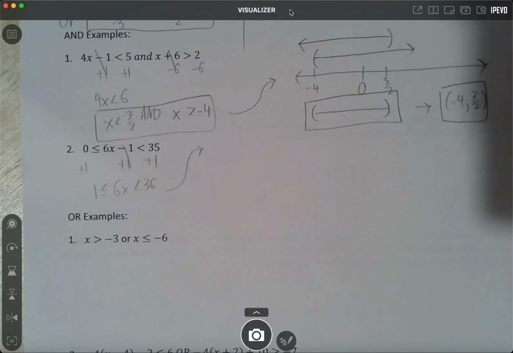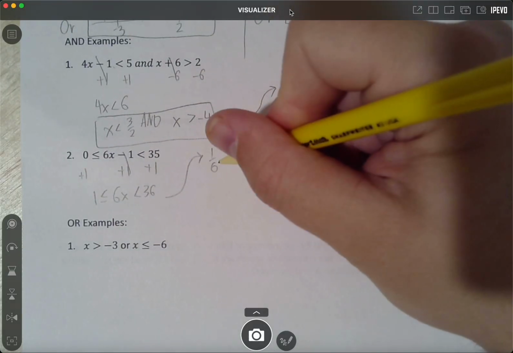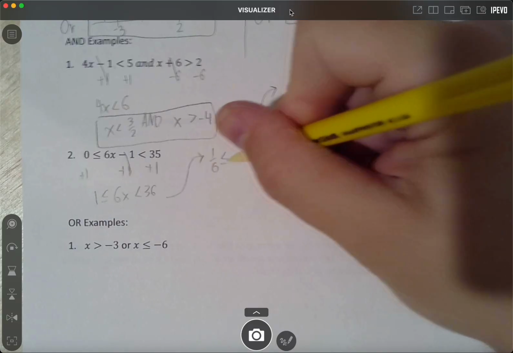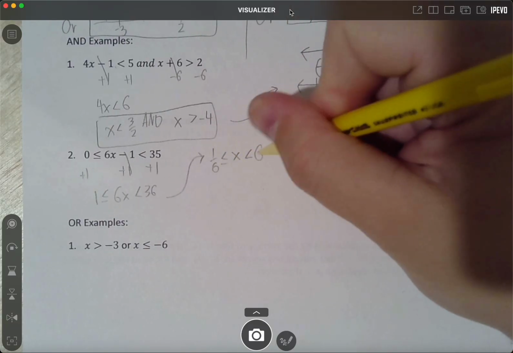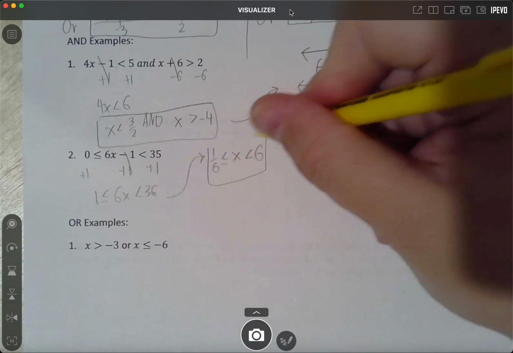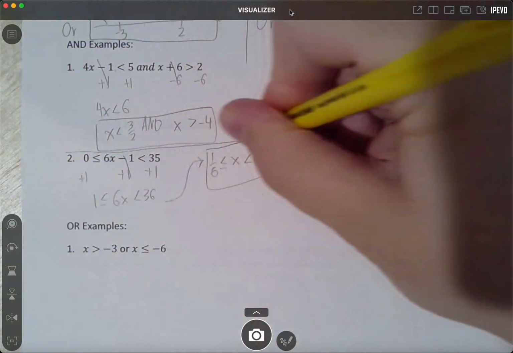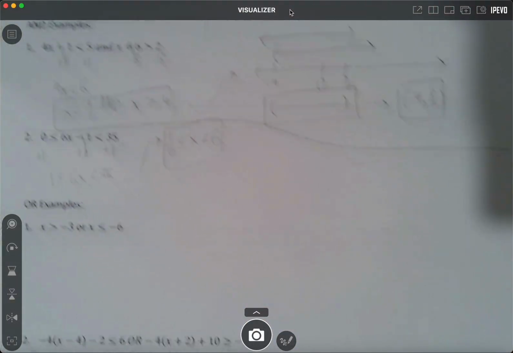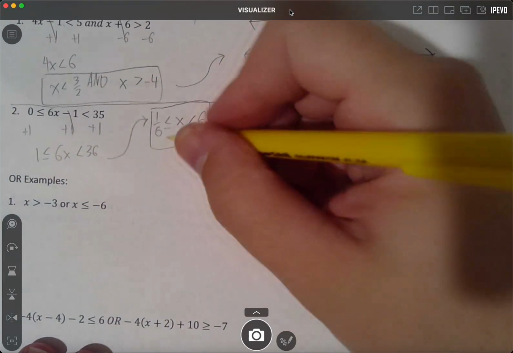I can then just divide all sides by 6, which will unfortunately leave me with 1/6 on the left, but x is by itself. And then 6 on the right, because 36 over 6 is just 6. Now at that point, that's my answer. This is still an and inequality. Let me draw a line just to space that out. But let's see how we can rewrite this.